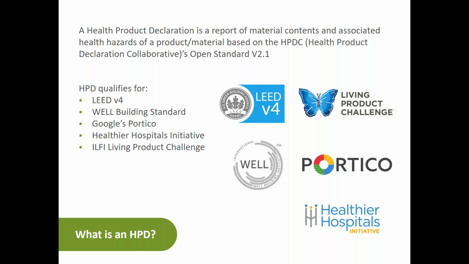So an HPD, in its most basic definition, is a declaration of a material or product-associated health hazard based on HPD's Open Standard version 2.1, its most updated version as of now. It provides an opportunity for self-declaration, self-published HPDs. It discloses thresholds or limits of 100 parts per million or 1,000 parts per million.